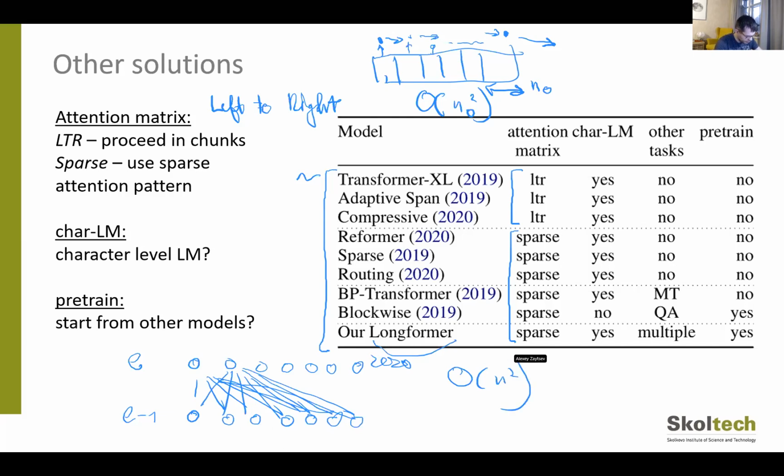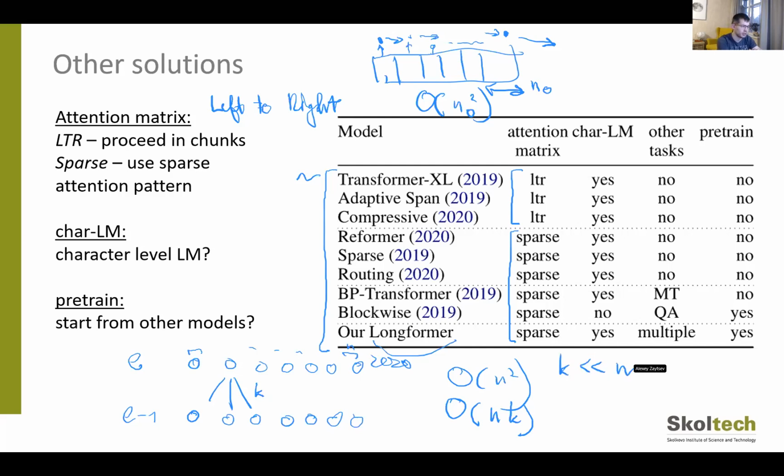We can try to say that we are not interested in all connections, and maybe we should focus only on some connections. For example, we can limit the number of connections between the node of output and the node of input to k. In this case, instead of n squared, we have n times k, because for each of these n tokens we only have to do k operations. This improves the complexity, especially if k is significantly smaller than n.